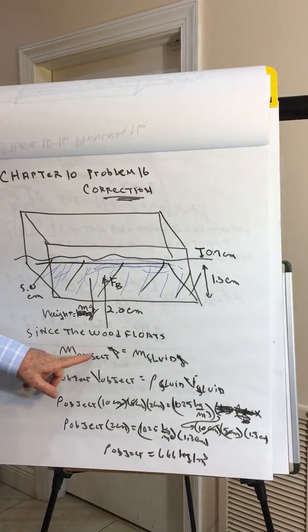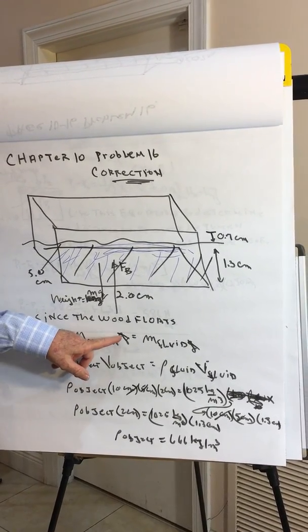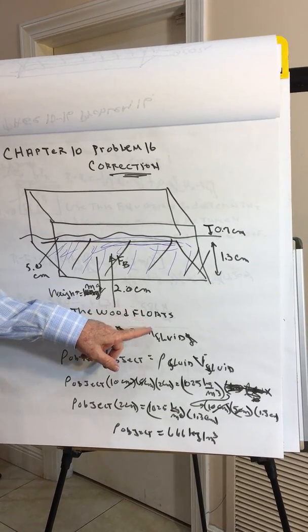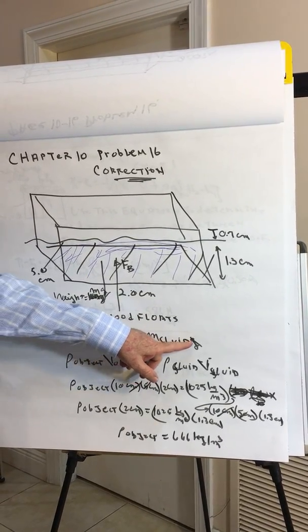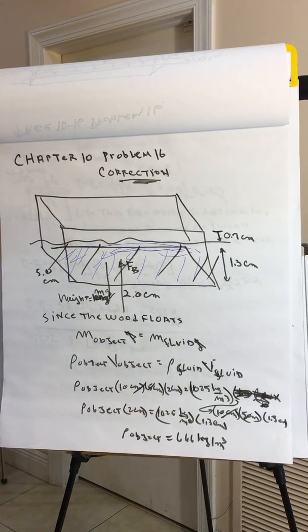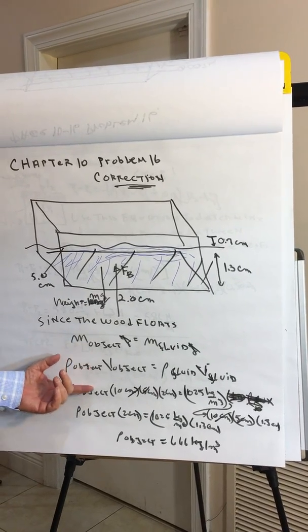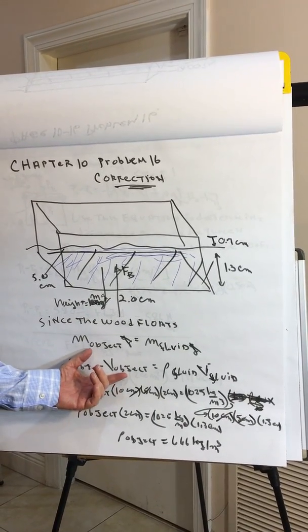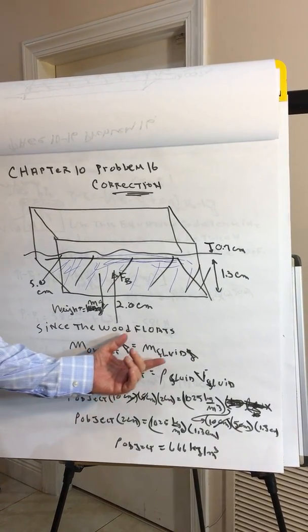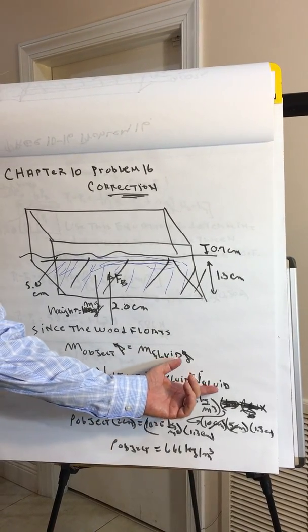So here's the weight of the piece of wood. It's the mass of the wood times g, the buoyant force equal to the mass of the fluid times g, but g appears on both sides of the equation, so that cancels out. Now, what is the mass of the object equal to? Well, it's equal to the density of the object times the volume of the object. What's the mass of the fluid equal to? It's equal to the density of the fluid times the volume of the fluid.